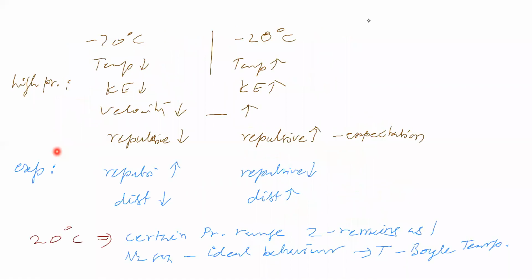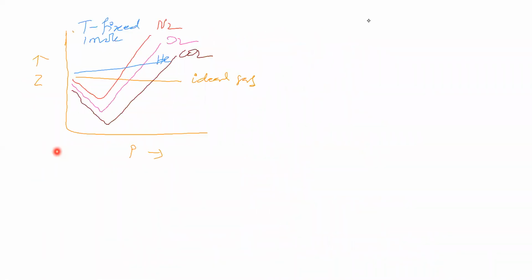So for helium gas here, only positive deviation when temperature is fixed. This helium gas also can show negative deviation by varying temperature. So if you change the temperature, even helium gas can show negative deviation. That's why helium gas also can be liquefied.